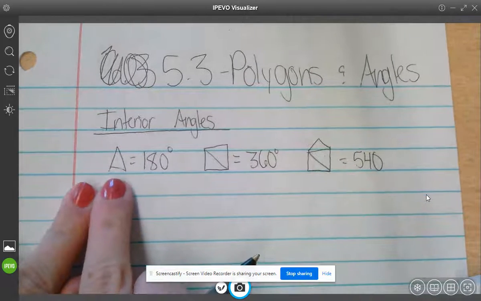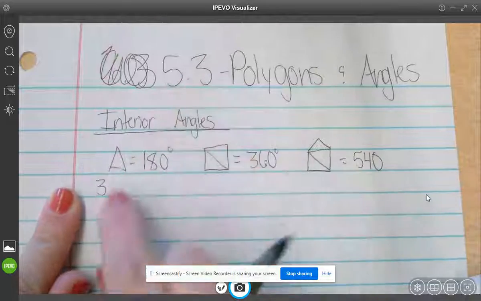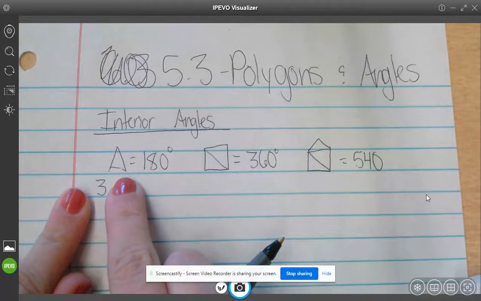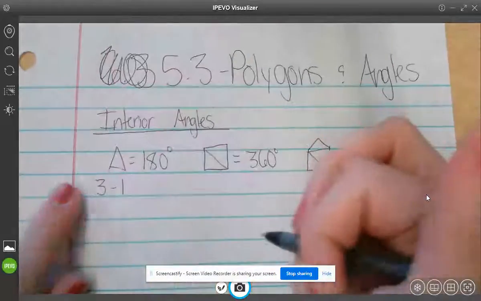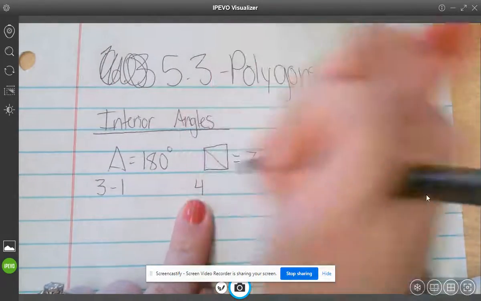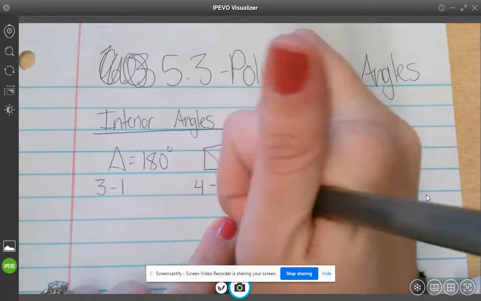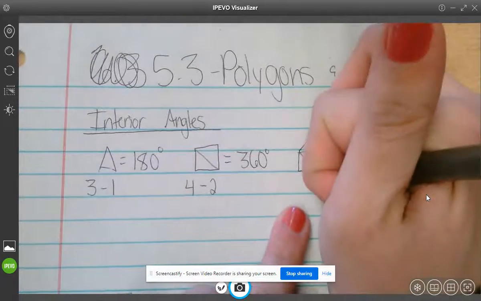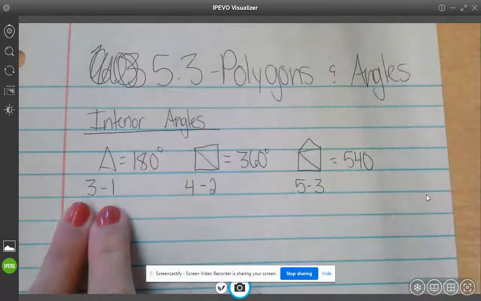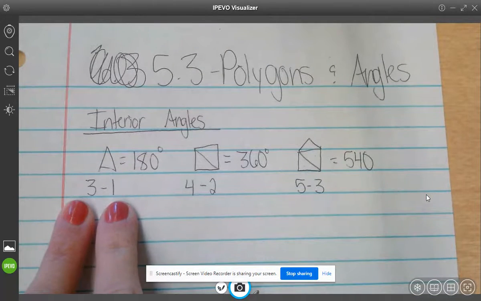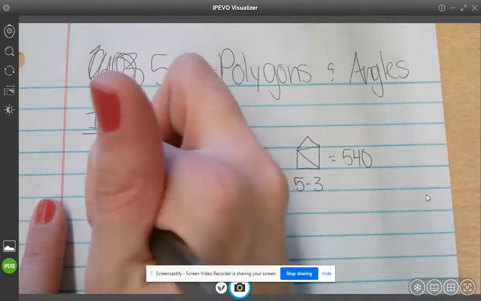How many sides does this triangle have? 3. And how many 180s does it have? 1. How many sides does this have? 4. How many triangles does it have? 2. How many sides here? 5. How many triangles? 3. So the difference between my sides and my triangles is 2.